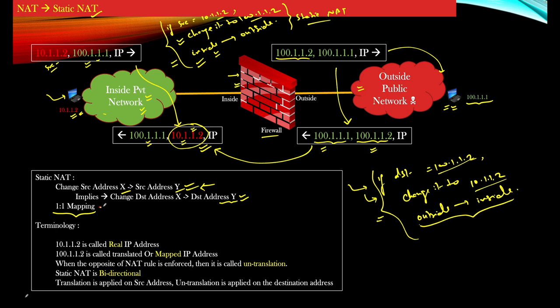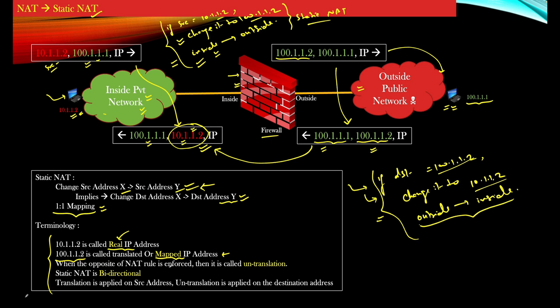I've already explained why it is a one-on-one mapping. And there are certain terminologies that you can get familiar with. 10.112 is called the real IP address. Why is it called real? Because it is the IP address that would be subjected to change. Whereas 100.112 is called the translated or mapped IP address. That is, this is the IP address to which the real IP address is updated, right? So we call such IP addresses mapped IP addresses.